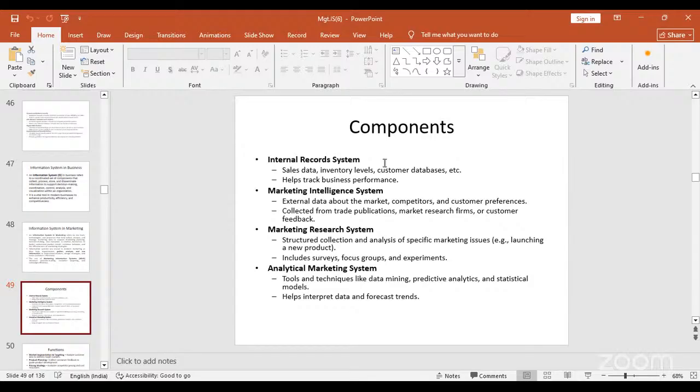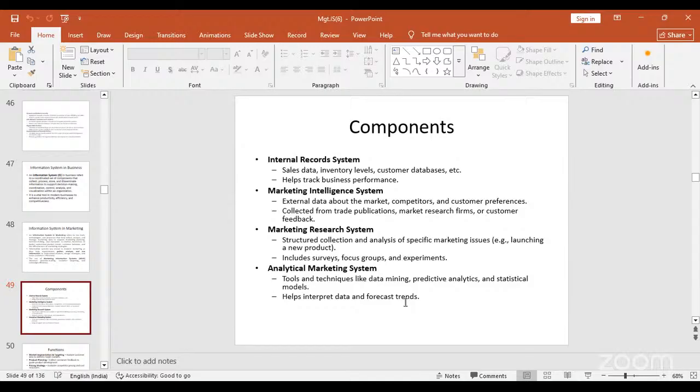Then the analytical marketing system, that is the tools and techniques like data mining, predictive analysis, analytics, and statistical models. These are the components of MKIS which make things easy for the decision makers. That is, it helps interpret data and forecast the trends. Such type of tools are used, like the data mining tool. What is a data mining tool? It takes the data from the data warehouse.